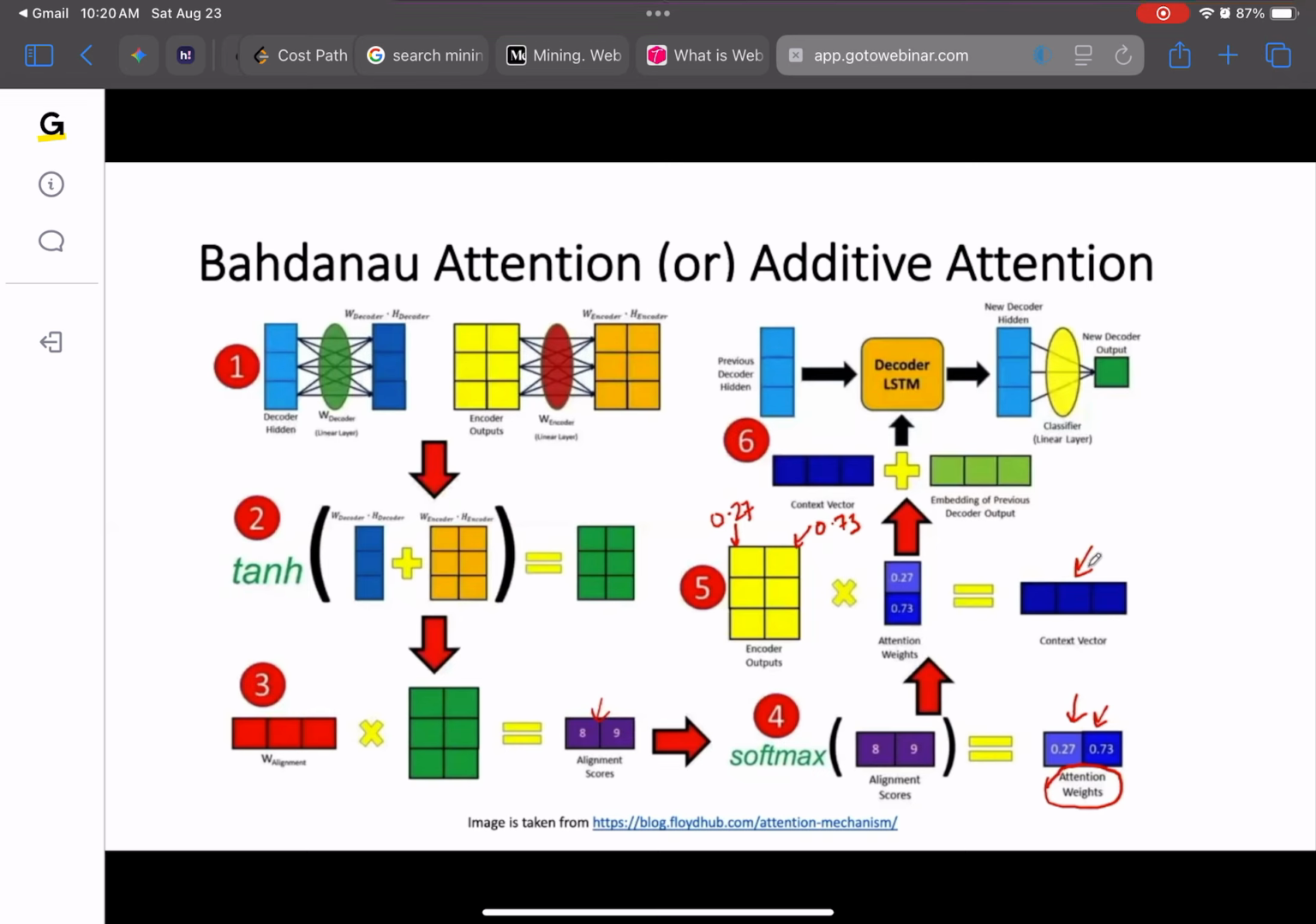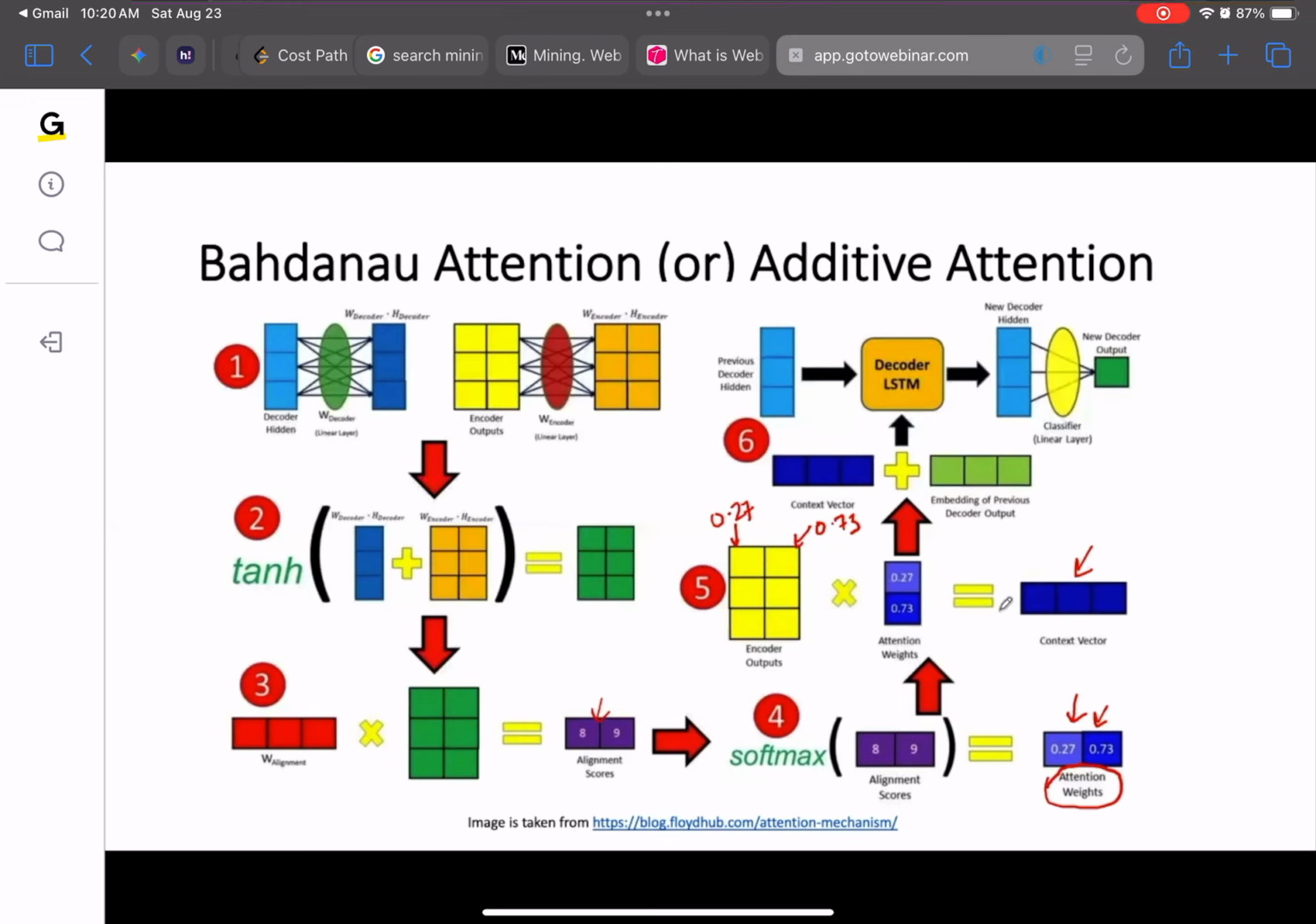And how exactly is the linear combination done? That is done with the help of these attention weights. The attention weights are multiplied with the encoder outputs, and then the linear addition is done. So that is how the context vector is generated. This is one way of generating the context vector.